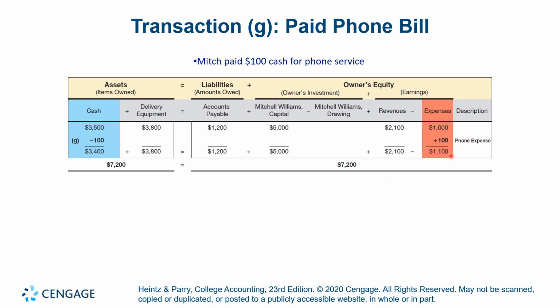And then over here on the other side, phone service, our phone bill, is an expense. So my expenses have increased by $100. So my new total is $1,100. And then when I total everything up on both sides, they still balance.